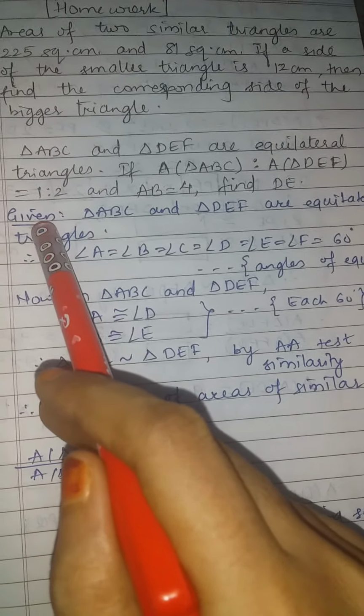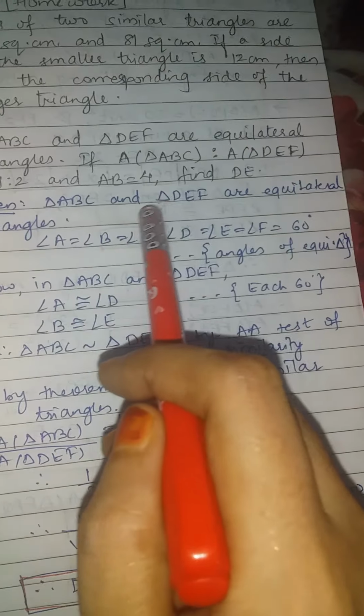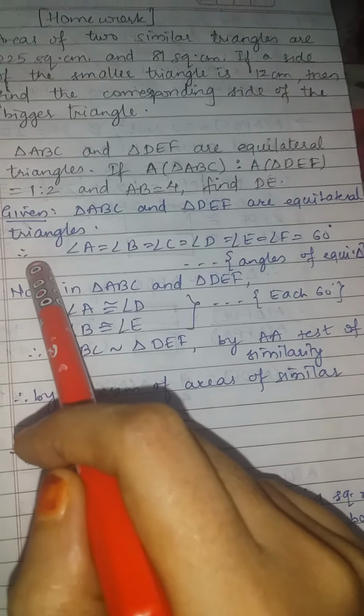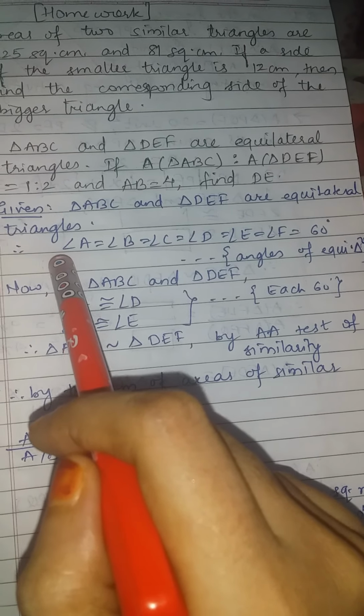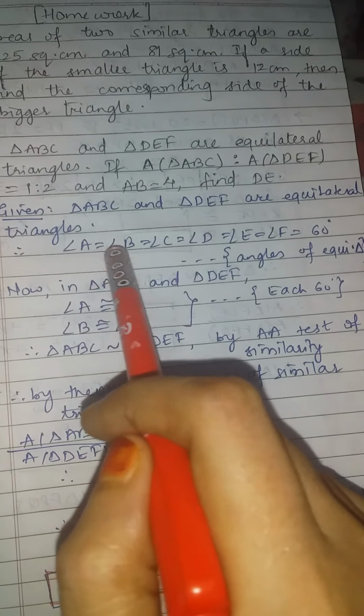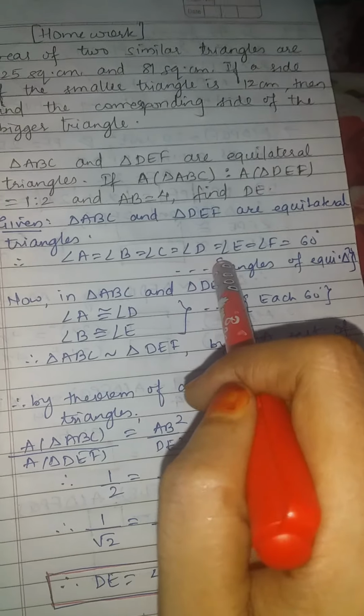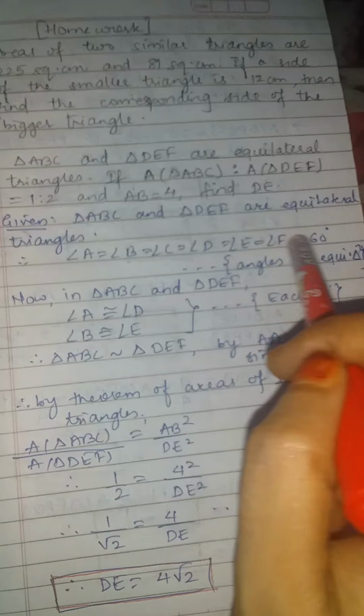So let us start with the given condition, that triangle ABC and triangle DEF are equilateral triangles. Since they are equilateral triangles, the value of each angle will be equal to 60 degrees. Therefore, angle A is equal to angle B is equal to angle C is equal to angle D is equal to angle E is equal to angle F. All are equal.